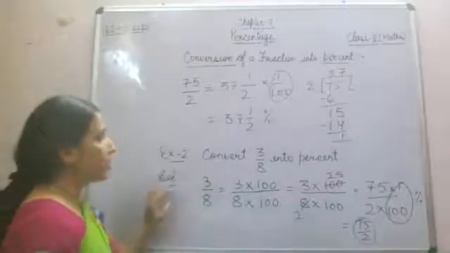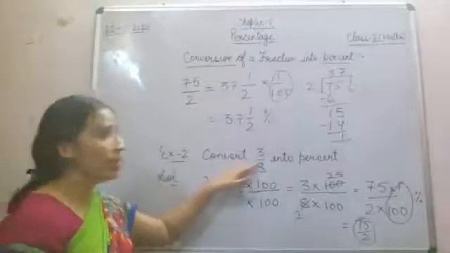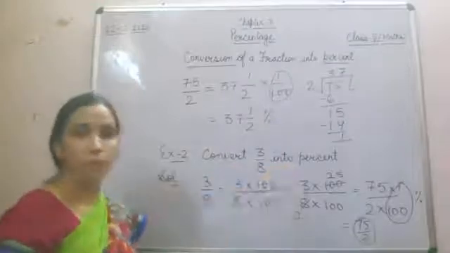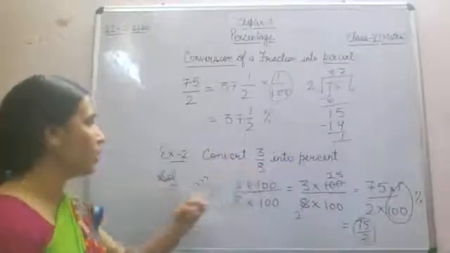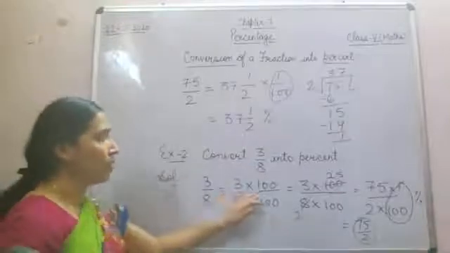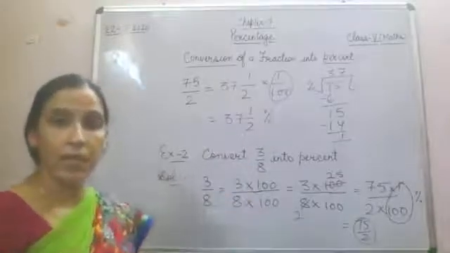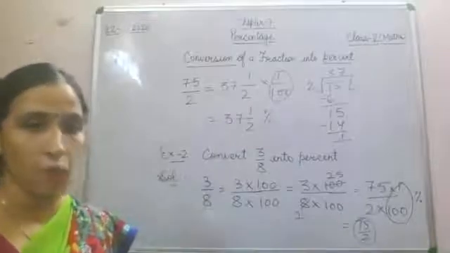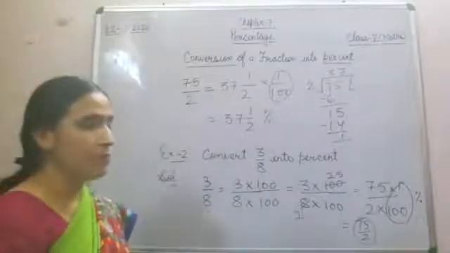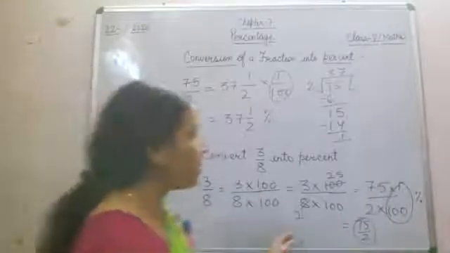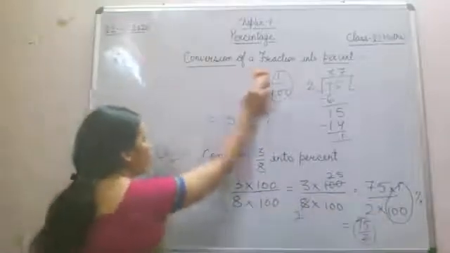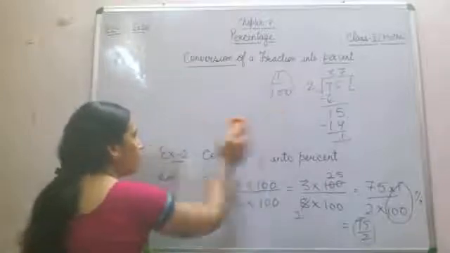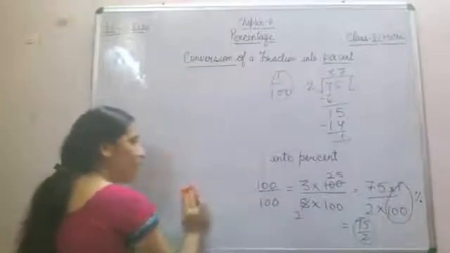So what have we done in this question? The question is: convert 3 by 8 into percentage. What we have done is multiply 100 in the numerator and in the denominator, and then we get 75 by 2. Now one more alternate way to change this 3 by 8 into percentage. Fine, the answer is the same.